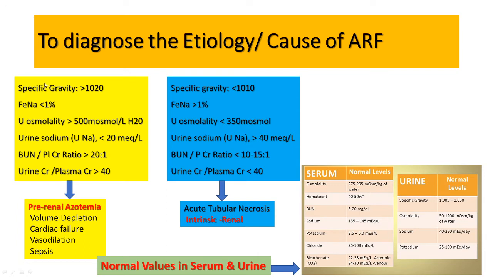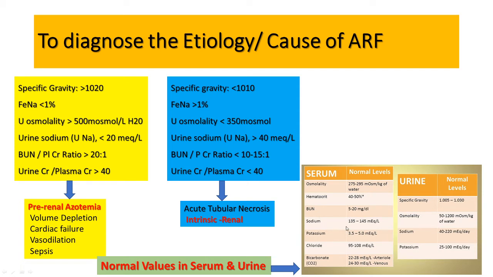So when you investigate this, when you do urine osmolality and urinary sodium, these have to be done to diagnose the etiology or cause of acute renal failure. On the right-hand side are the normal values of these parameters in serum and in the urine. The normal osmolality in serum is 275 to 295 milliosmoles per kg water, whereas in urine it is 50 to 1200 milliosmoles per kg water, and usually in urine it is 3 times what you see in the serum.